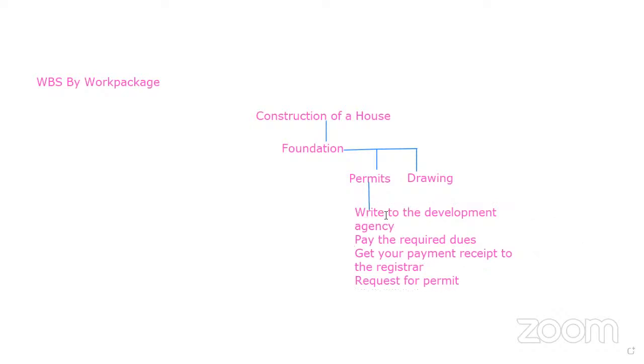Now, if you look at this work breakdown or this work package now, it tells you how to get a permit. Right? You do the same thing for drawing, you do the same thing for other phases or other tasks that will come. So at the point of writing to the development agency, there is no other way you can break this down again. Pay the required dues, you don't break it down again. Get your payment receipt to the registrar and then request for the permit. You can't break it down beyond this level. Now, when you're working with WBS by work package, it is easy for anyone and everyone to know how to go about the work.